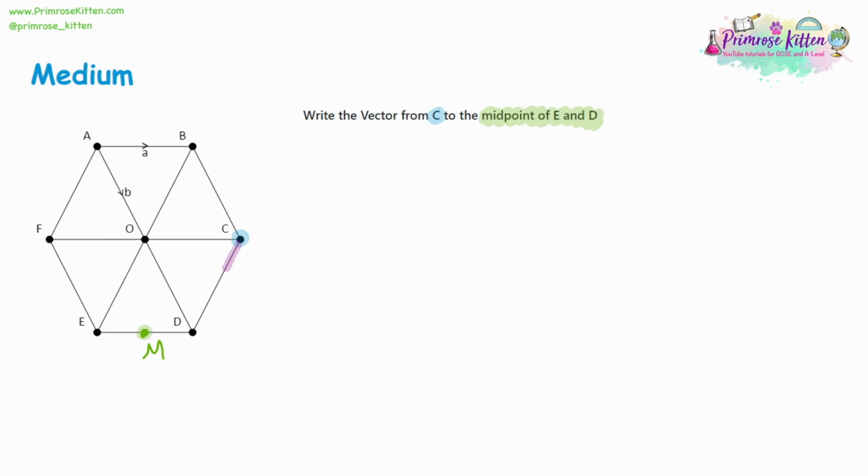Now you might want to go from C to D, but that's not labelled with a vector, so we can't go that way. So we could go from C to O and from O to D, and then we could go across to M. So let's check if this is possible. C to O is minus A, O to D is B, and D to M, that's going to be half of minus A. So we can write down our vector from C to M, that's going to be, so we've got minus 1.5A altogether, and we've got 1B.